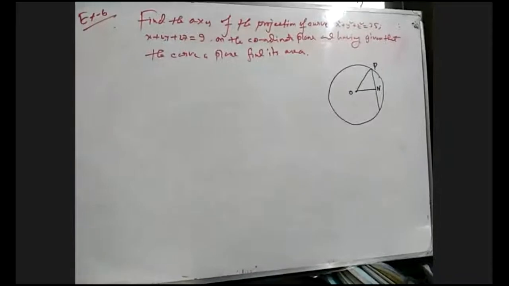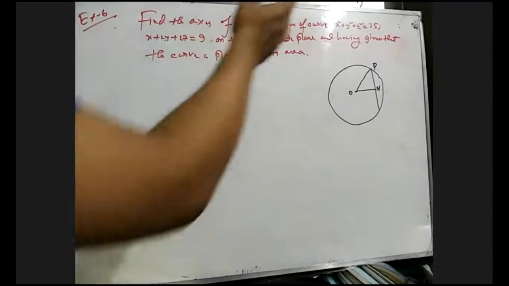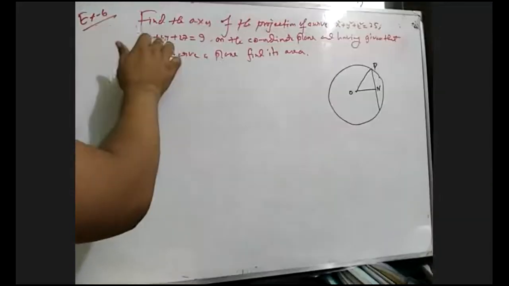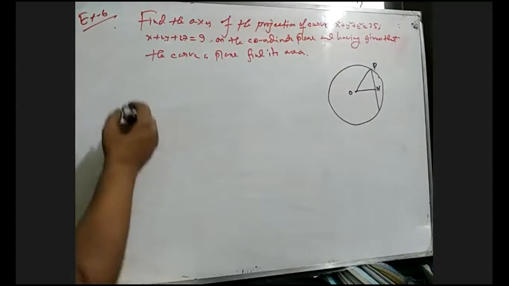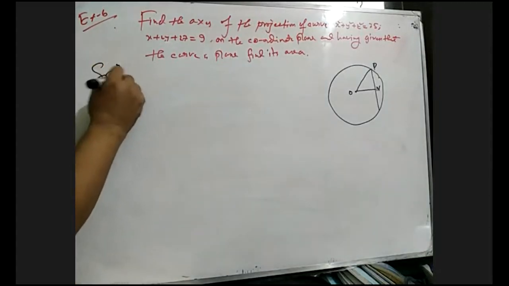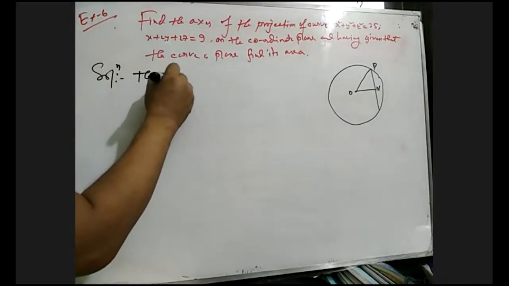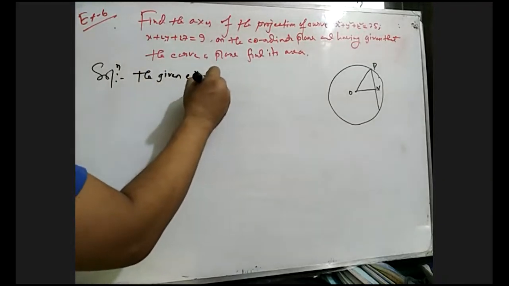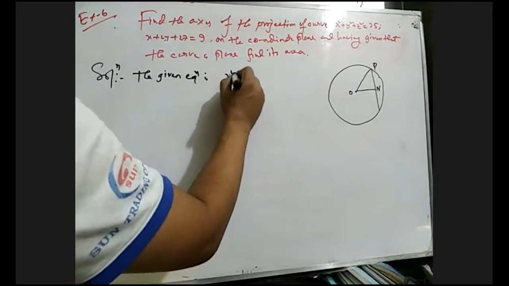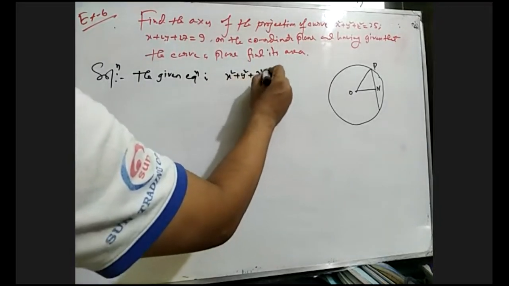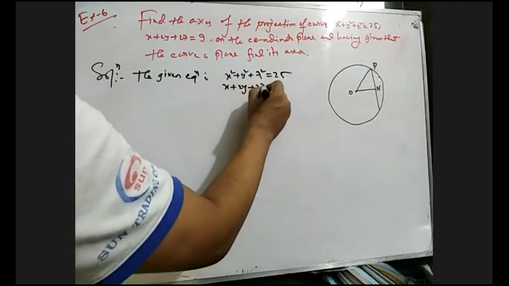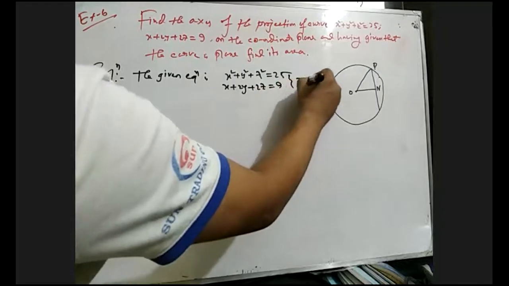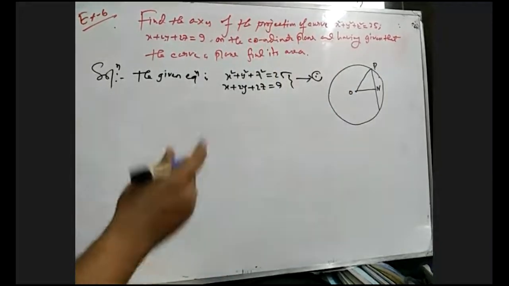So this will be the plane, and the equation will be x square plus y square plus z square equals 25, and x plus twice y plus twice z equals 9. So the given equation is the solution. The given equation is x square plus y square plus z square equals 25, x plus twice y plus twice z equals 9. This is equation number 1 and the equation of the plane.